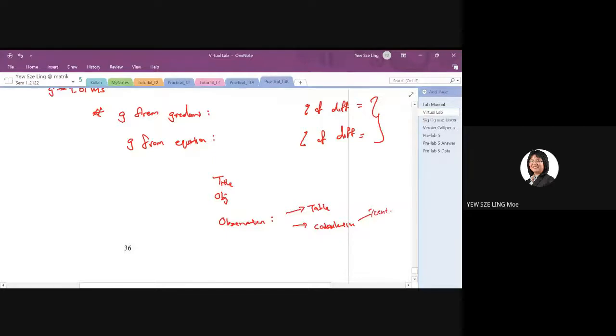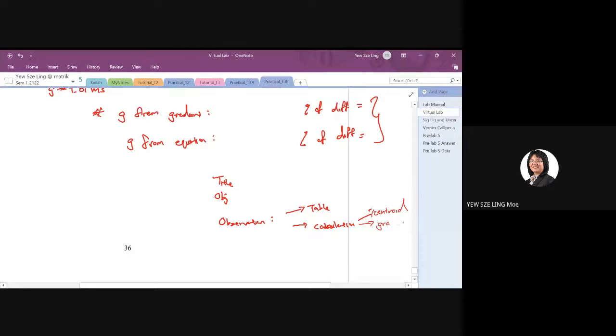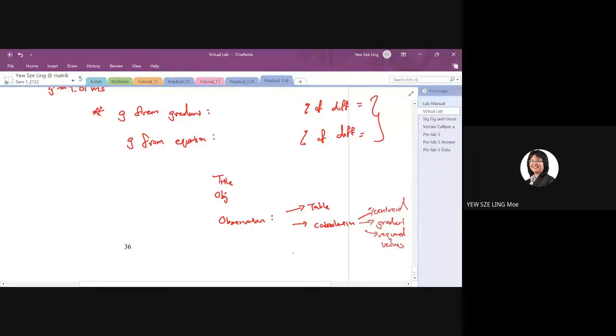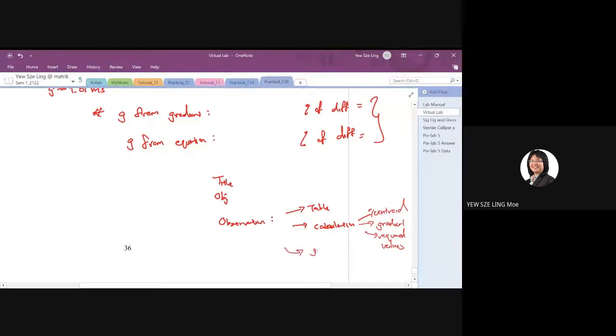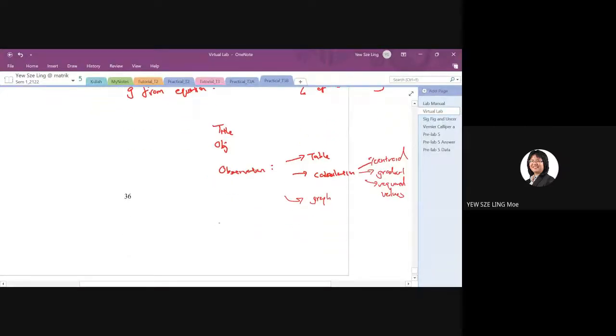You need the centroid, and then the gradient, and then the required value, which is g. Okay, required values. And then another thing that you need to include is a graph. So 3 things in your observation, and then your discussion.